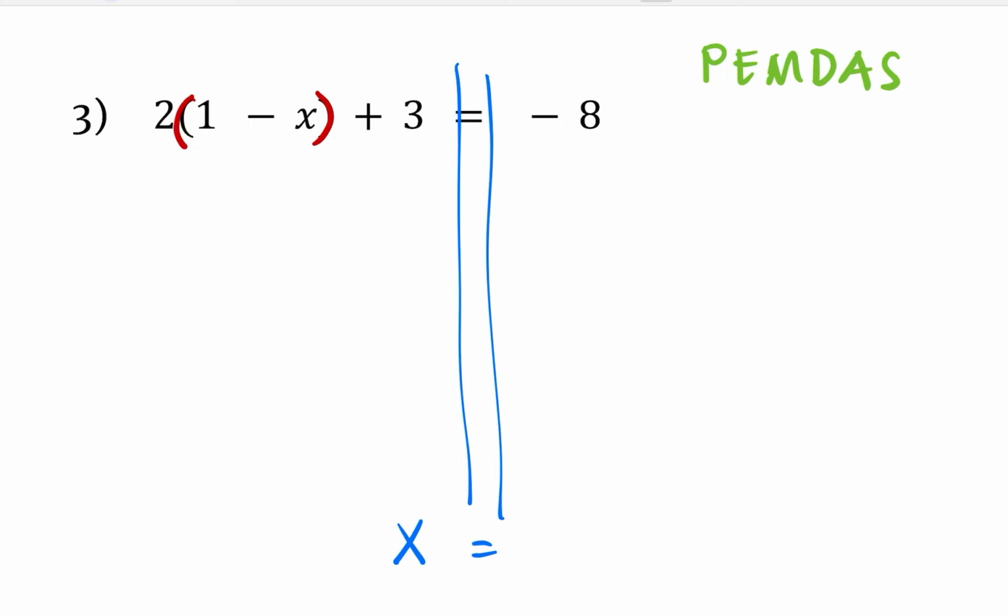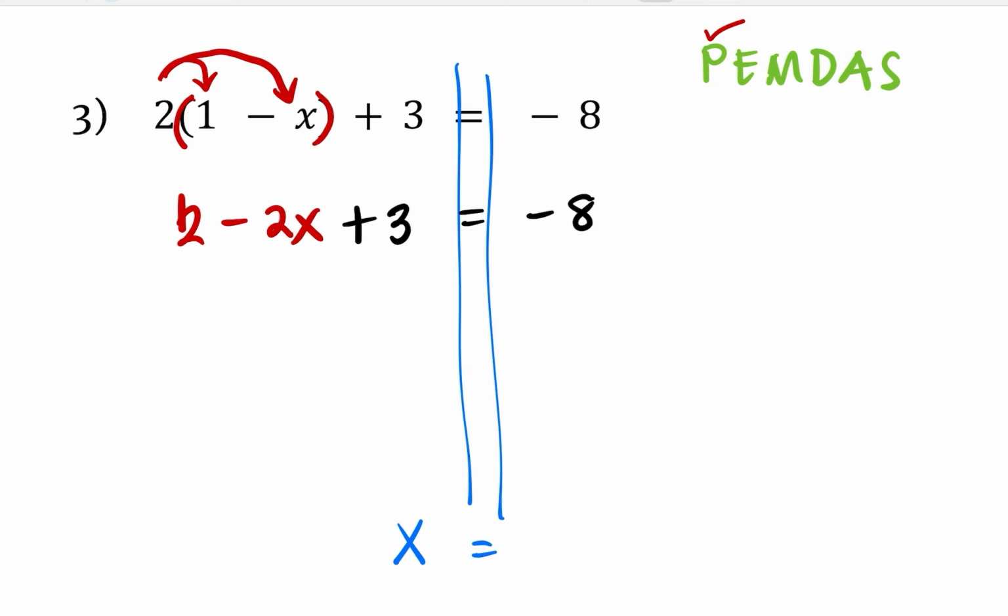So if you have heard this acronym before, great. If you're not familiar with it, we are trying to apply parentheses. And that would mean we distribute the 2. 2 times 1 is 2. 2 times negative x is negative 2x. We're going to drop plus 3 equals negative 8.